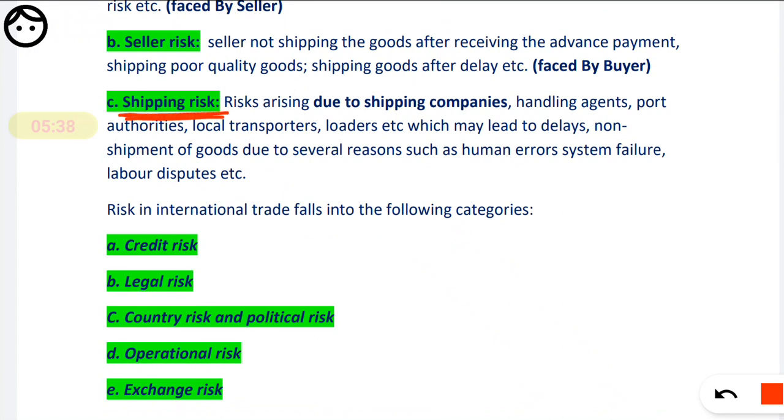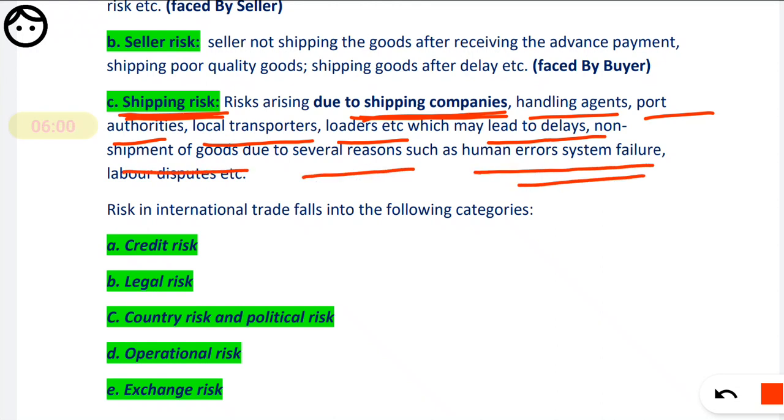Shipping risk is due to the shipping companies. For example, it may be due to the handling agents like port authority, local transporter, loader, unloader, right? So there may be a delay, or there may be a non-shipment of goods due to several reasons like human error or system failure. These are called shipping risk. It is very easy, just go through it.